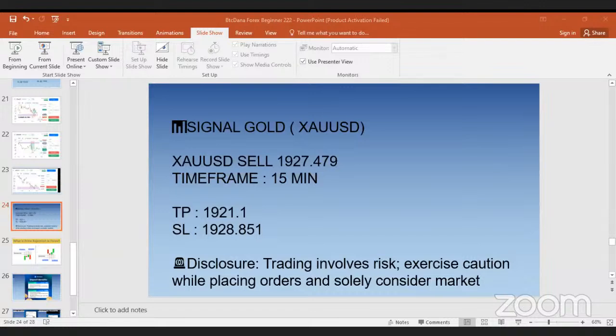Okay, so Pascal, this is how to interpret a signal. This is a signal for gold, XAUUSD. All you have to do is go to your BtcDana trading application and search for XAUUSD. The command is to sell.